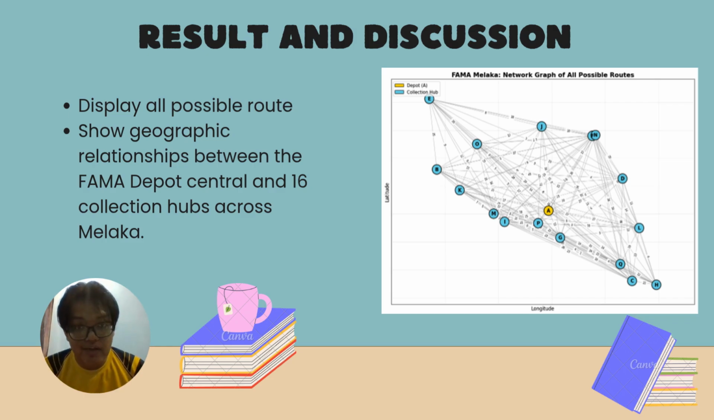Okay, for our results, I will start by showing this network graph, which provides a visual representation of all potential routes used by the FAMA fleet. It maps the geographic relationship between the central FAMA depot and the 16 agricultural collection hubs across Melaka. Using the vehicle routing problem with time windows and Google OR-Tools, our goal was to find the specific combination of paths that gives us the suggested routes with the lowest travel time and distance.